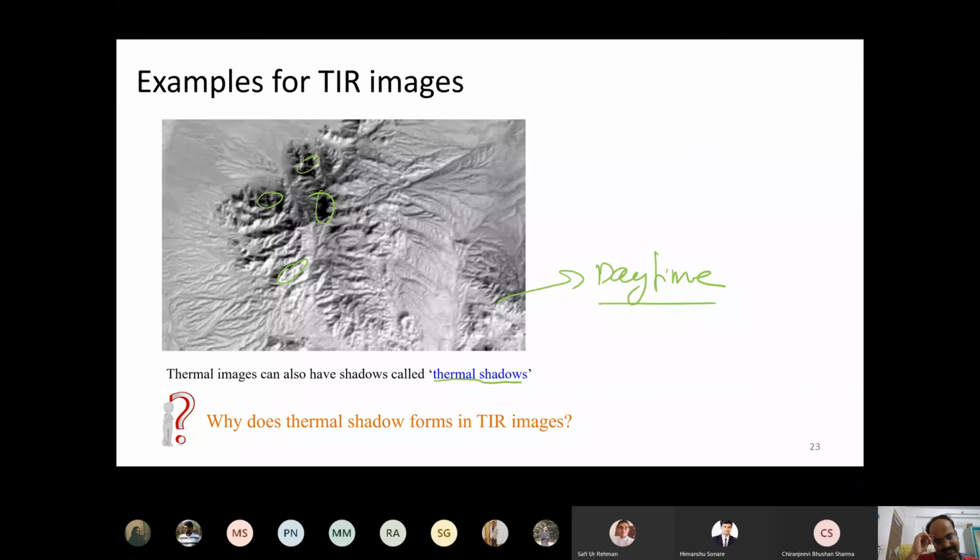Mainly because of differential heating of the surface. During daytime, sunlight gives a lot of energy to the Earth's surface. This is a highly varying topography, and sunlight is coming in from a particular direction in the image. I have not shown it here, but sunlight is coming from the lower right. So what essentially happens is, because of the topographic effect, one side of the topography is brightly lit by the sun, and its temperature is increased rapidly.